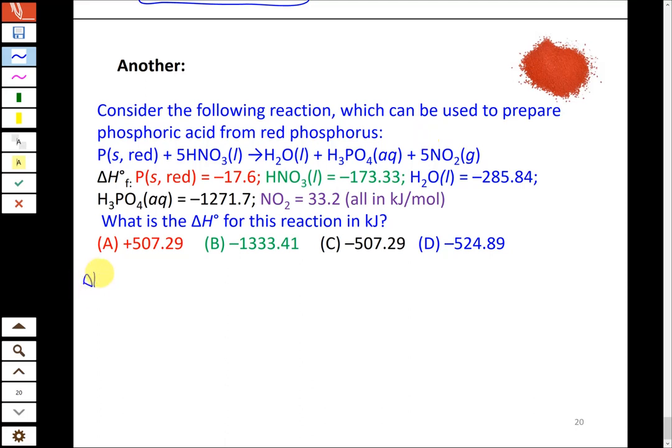The delta H for the reaction is going to be products minus reactants. On the product side, we have 1 H2O. And the delta H of formation for H2O liquid is a different number now because we're forming it as a liquid. The delta H of formation depends on whether you're forming solid, liquid, or gas of that compound. So here for the liquid water, it's minus 285.84.